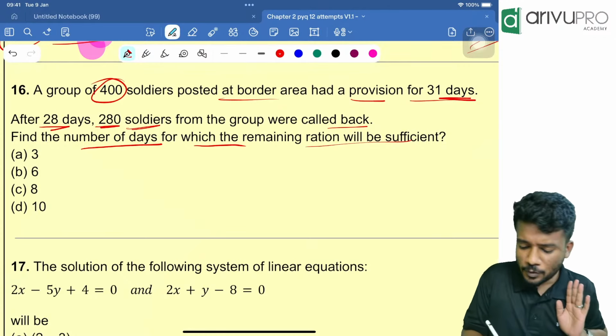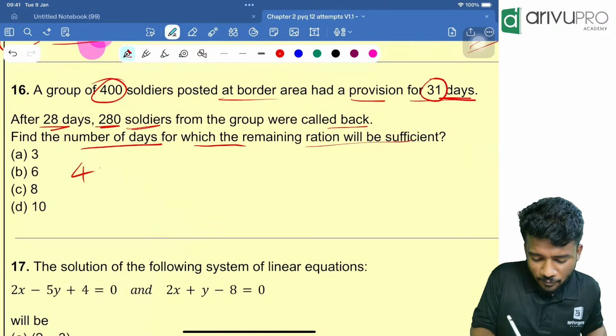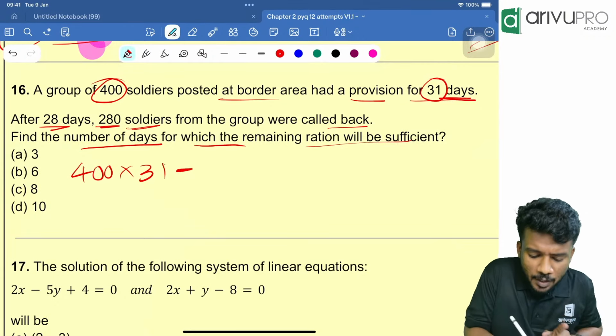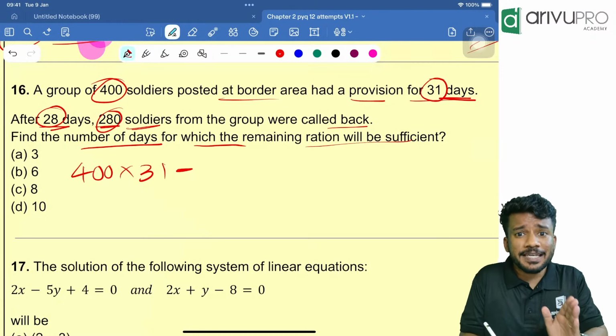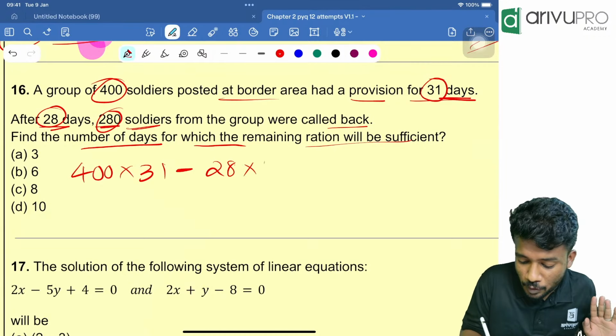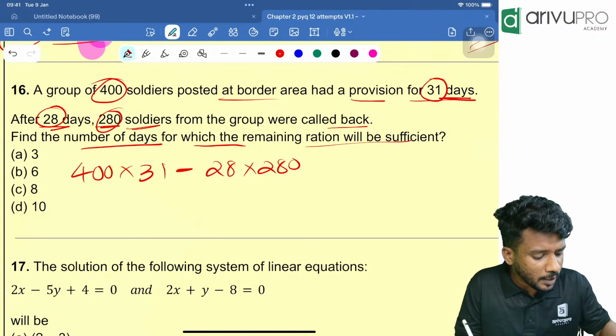People, 400 soldiers, 31 days. So they will spend how much? 400 into 31. Now minus, on 28th day, 280 were called back. That means till 28th day, how many people were there? 280 people were there. So 28 into 280. People, take your calculator, clear the memory. 400 into 31 M plus, 28 into 280 M minus, then click MRC.